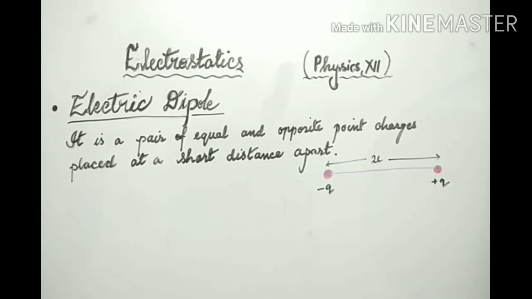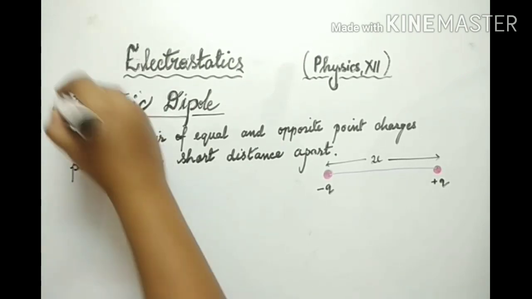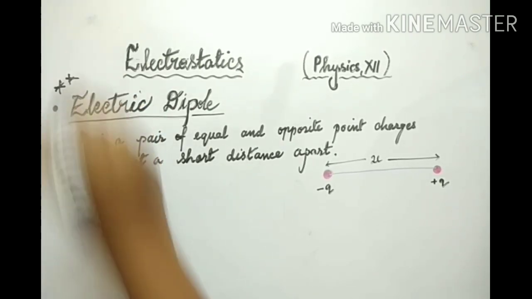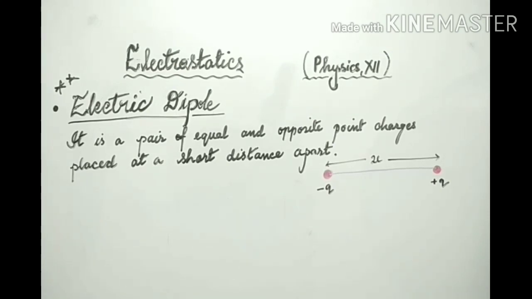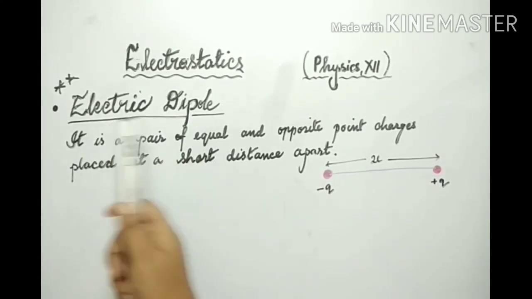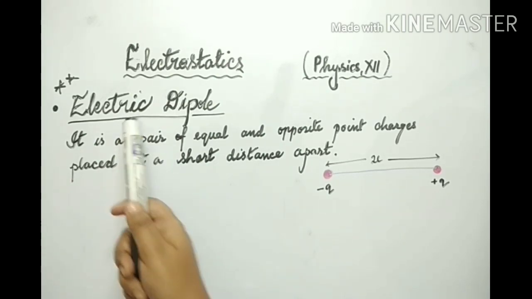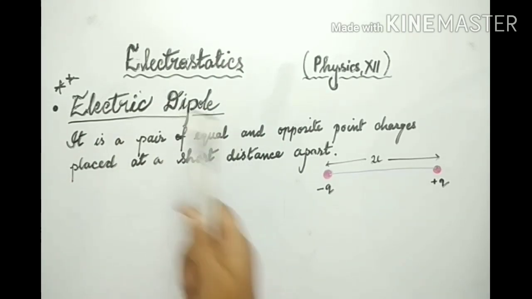Then we have studied electric lines of force, and here we are with another topic related to electrostatics, and also a very important topic. It is a very important topic, and it is known as electric dipole. As the name suggests, electric means something related to charge, and dipole means two ends of a pole.